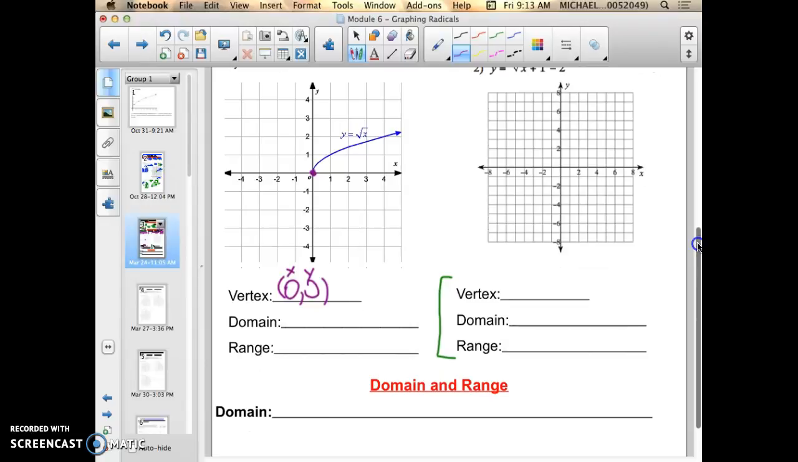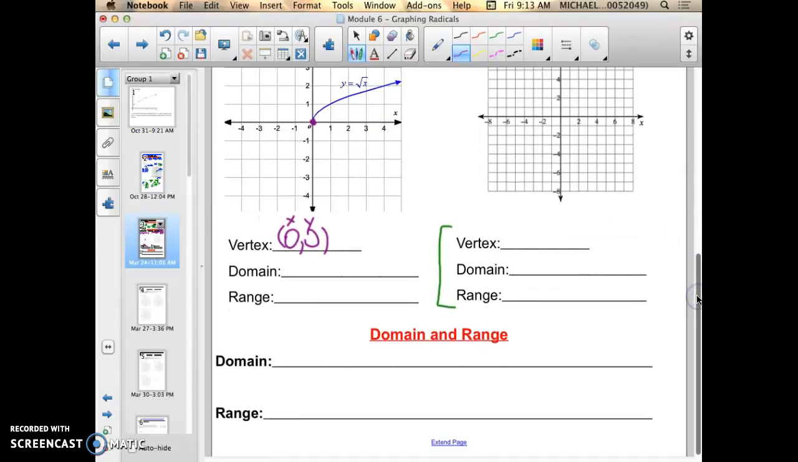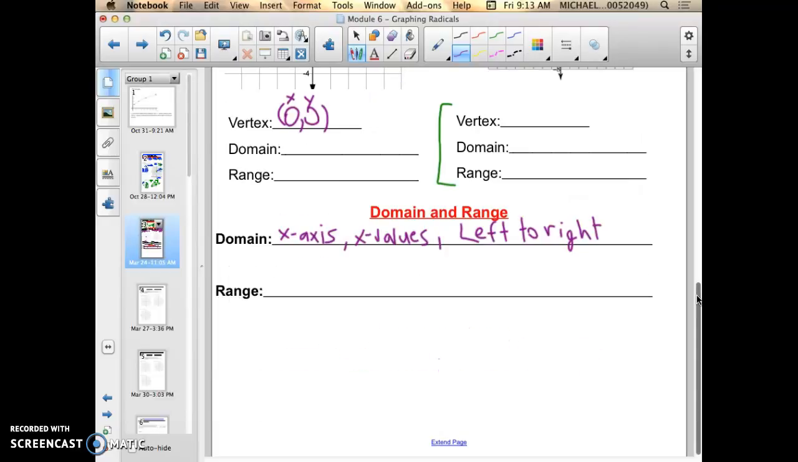So the domain is going to have a very specific relationship with the x value of the vertex. Again, for review, domain is x-axis, which means the x values, and it's left to right. The range is the opposite: y-axis, y values, and bottom to top. Always start with the floor, go to the ceiling.